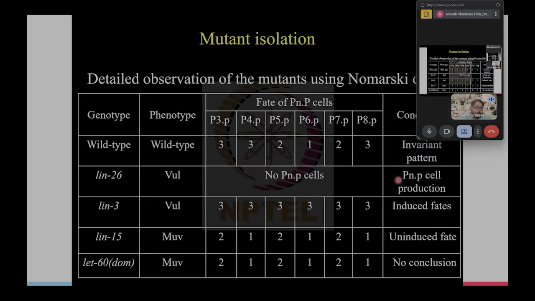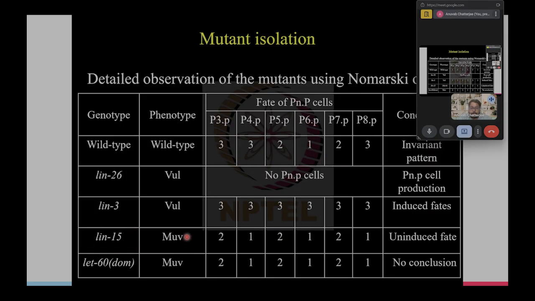So they figured out that PNP cell production is handled by lin26 and PNP cells are required for forming the vulva. When they looked at the lin3 mutation, they again saw a vulva-less phenotype, but the reason was different. It seemed that every one of the cells only formed the tertiary fate, no primary or secondary, and that is why it didn't have the vulva. So they figured out that it is the lin3 gene which controls the induction of the primary and the secondary fates, and in their absence there is no primary or secondary and thus no vulva formation. So primary and secondary cell types are important for vulva formation.